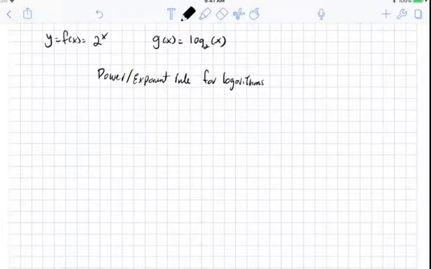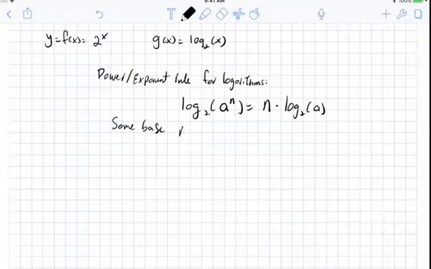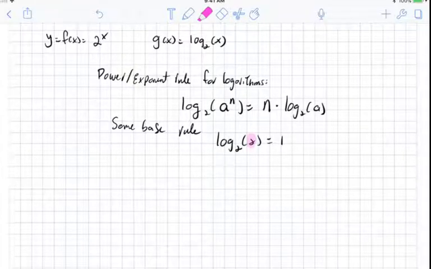Do you remember the exponent rule for logarithms? It goes like this. Log base 2, if you have a number to another power, you can rewrite log 2 of a to the n as n out front times log 2 of a, right? And there was the same base rule, right? Which said that log 2 of 2 is equal to 1. Anytime you input the same number into the logarithm function as the base, you get 1 out.